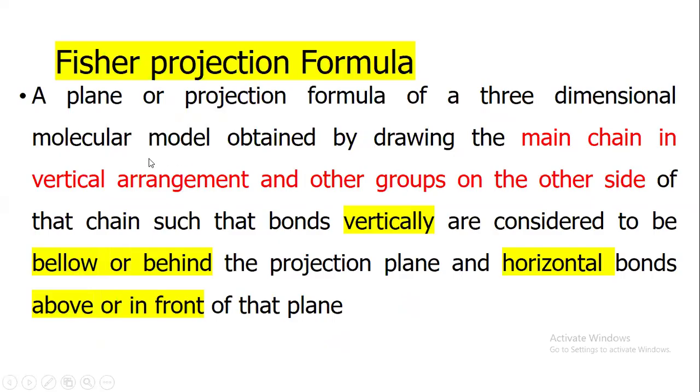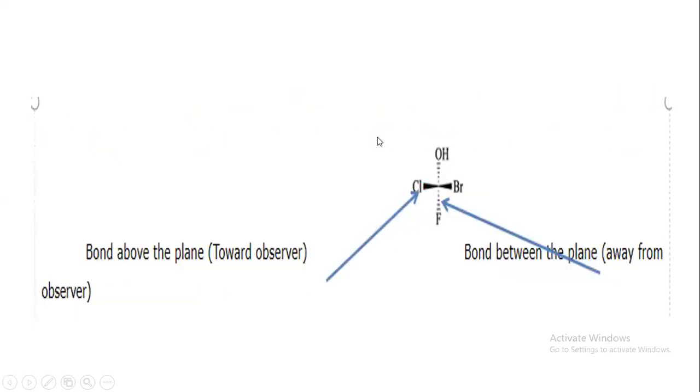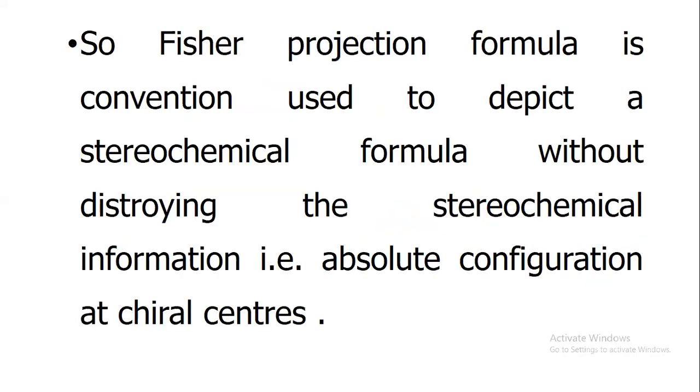Fischer projection formula, or plane of projection or projection formula, of a three-dimensional molecular model obtained by drawing the main chain in the vertical arrangement and other groups on the side of that chain, so that bonds vertically are considered to be below or behind the projection plane and horizontal bonds above or in front of that plane. This is the Fischer projection formula. Bond above the plane toward the observer and bond behind the plane away from the observer.